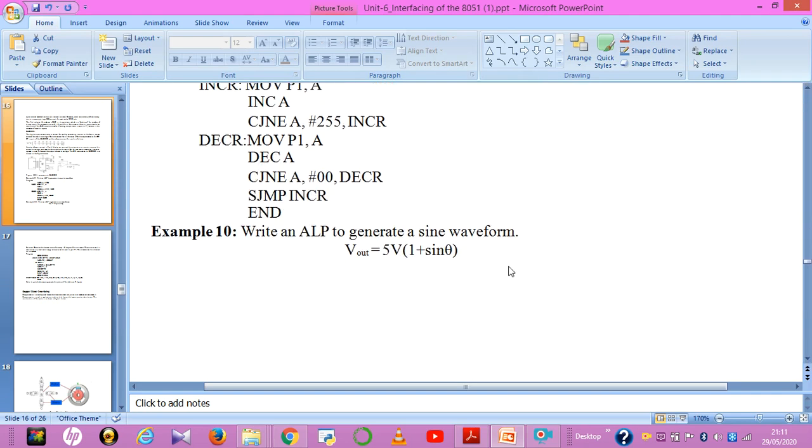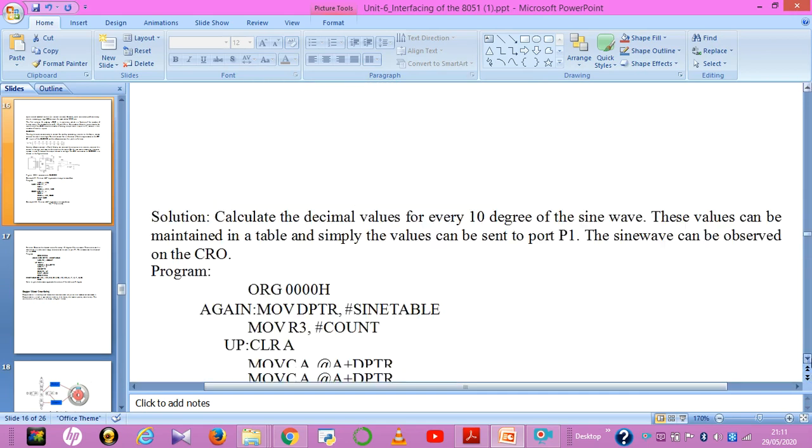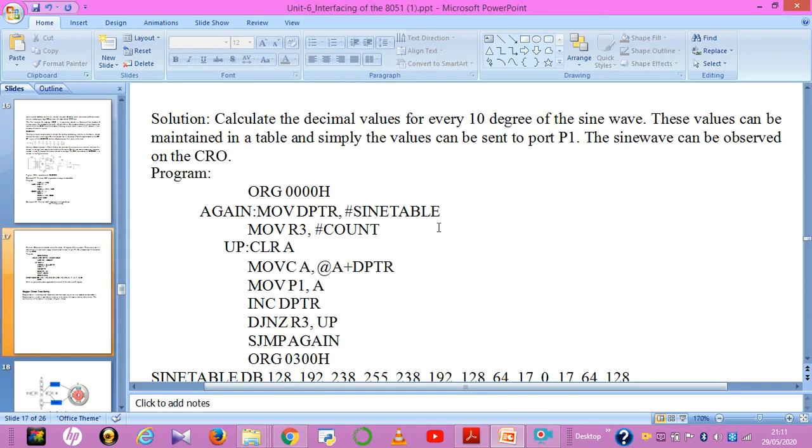For the sine wave, this is how to calculate the sine waveform voltage levels. If V0 is equal to 5 volt into (1 plus sine theta), then how do you write the program? The solution is to calculate decimal values for every 10 degrees of the sine wave. These values can be maintained in a table, and simply sent to port 1. You have already observed the sine wave on the CRO, and you already did it in the lab also.